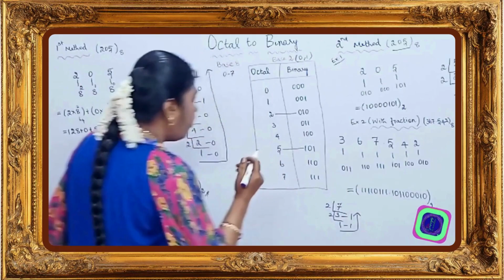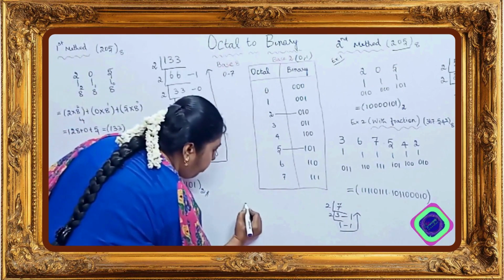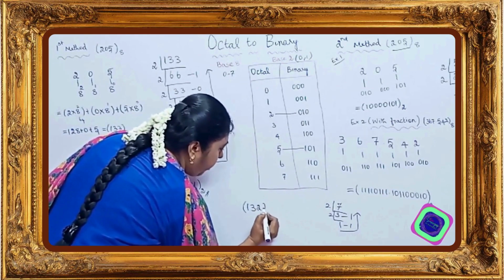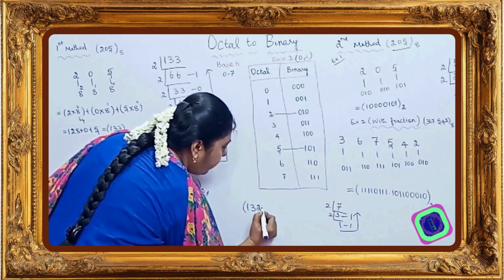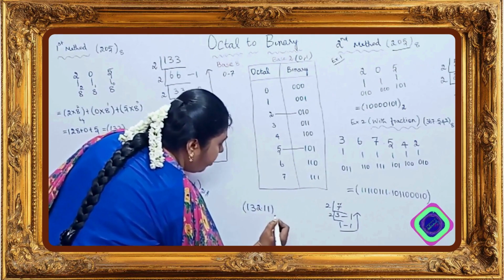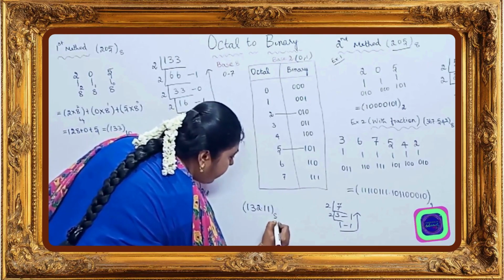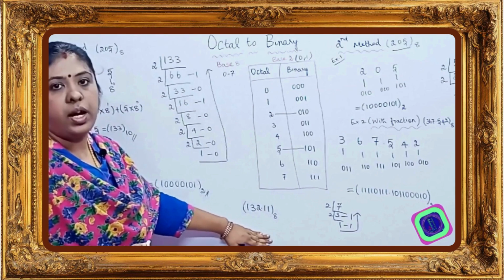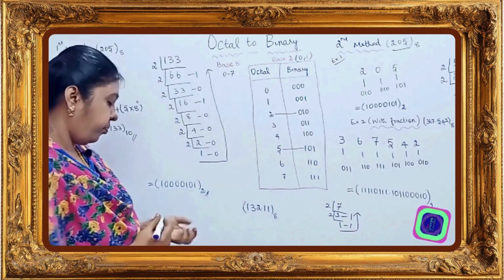So today we will consider homework for you. Take (132.11) to the base of 8, convert it into a binary value and write it in the comment section.